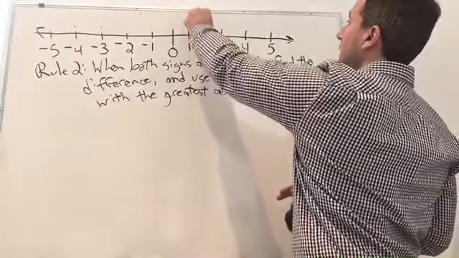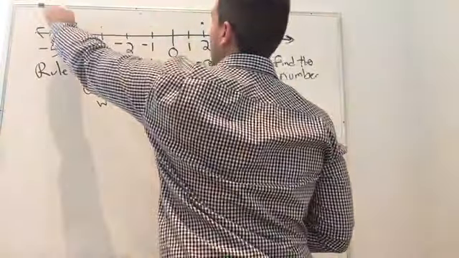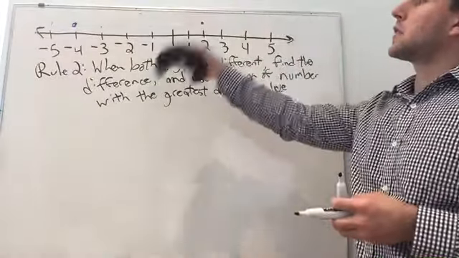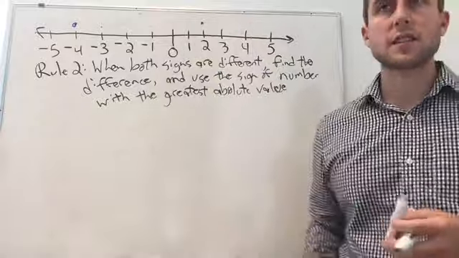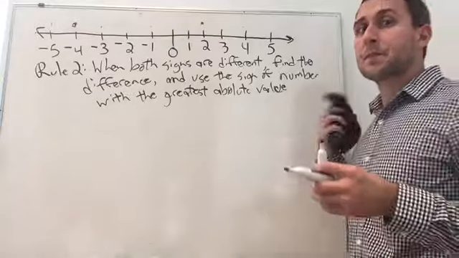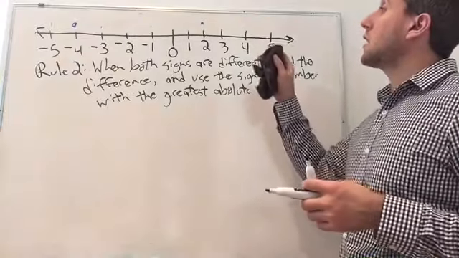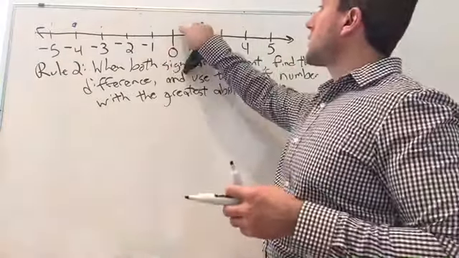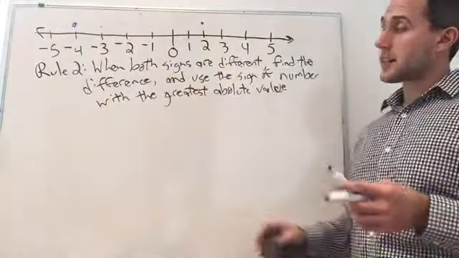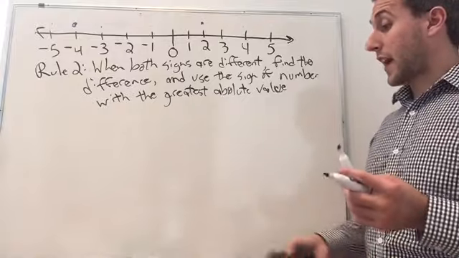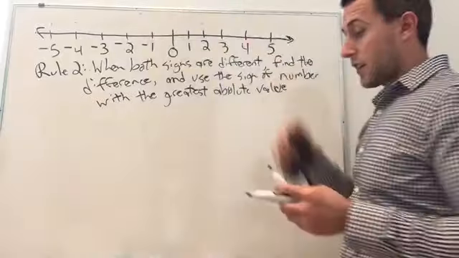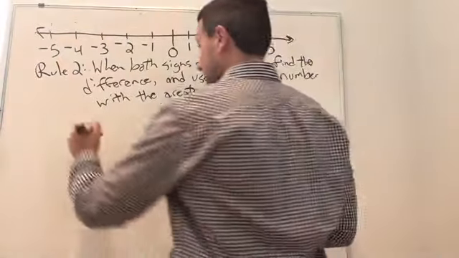So if I had positive 2 and negative 4, everyone agrees that positive 2 is more than negative 4, right? You'd rather have positive $2 in your bank account than negative $4 in your bank account, if you want to think about it like that. But see how this is only 2 spaces from 0, and then the negative 4 is 4 spaces from 0? The negative 4 has the higher absolute value, so that would actually become a negative if I was adding these together.